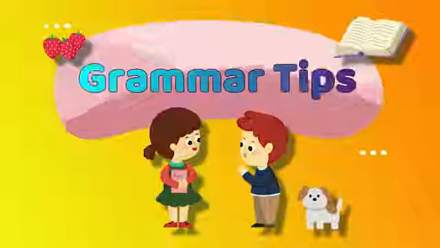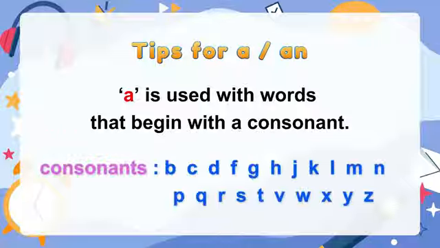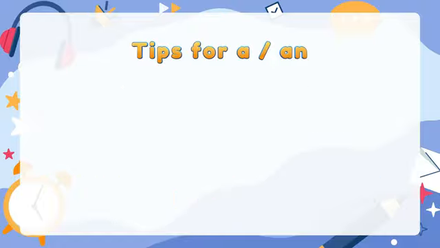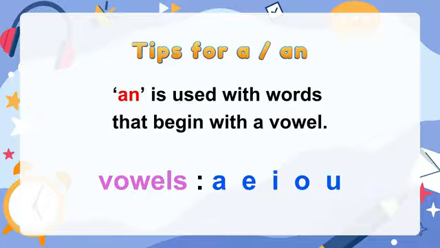Grammar tips. Tips for a: A is used with words that begin with a consonant. An is used with words that begin with a vowel, such as A, E, I, O, U.